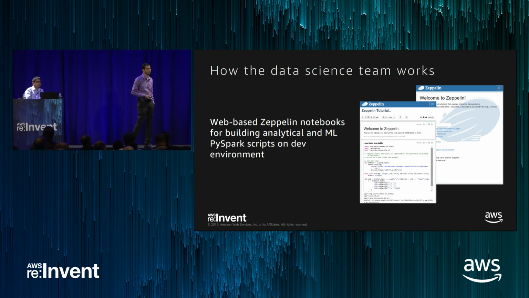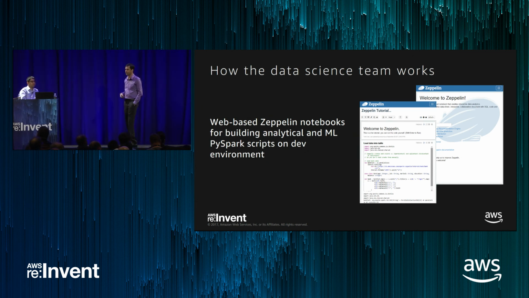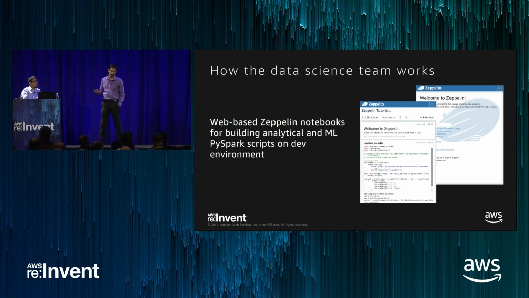How does the data science team work with this platform? We have a dev environment, and we use S3-backed web-based Zeppelin notebooks for building our analytical and ML scripts. We use an SSH Bastion host to connect to these Zeppelin notebooks. And once the development is complete, we save those scripts and move them to production to submit as Spark applications.